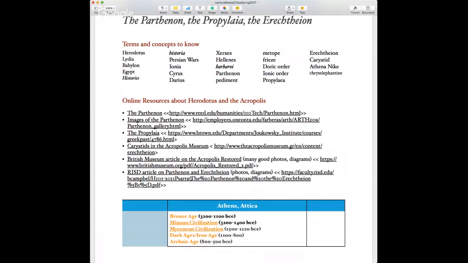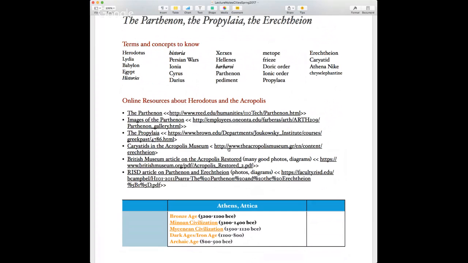One is about the restoration of the Acropolis. It's from the British Museum. And the other is from the Rhode Island School of Design. It's about the Parthenon and the Erechtheion more particularly, and they're both PDFs. They're the kind of articles you could actually cite if you were doing a research essay.